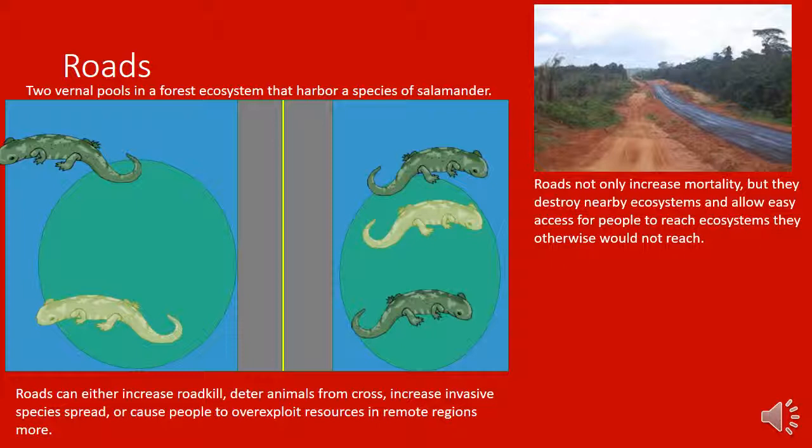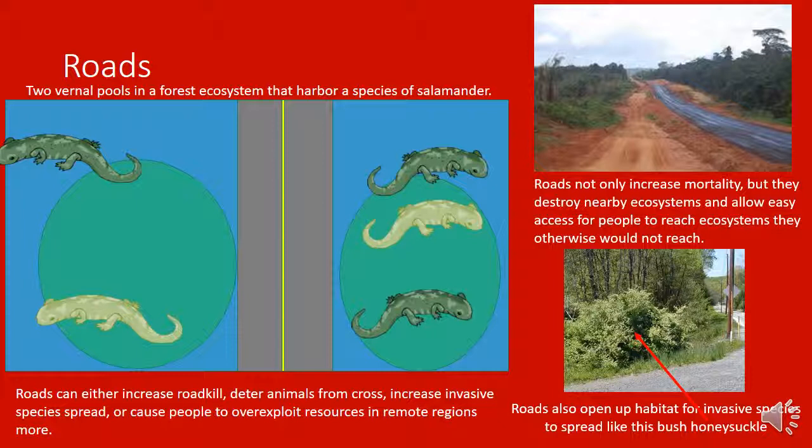Roads also destroy nearby ecosystems by allowing people easy access to them, and just the construction of the road in general often will damage nearby ecosystems. We get invasive species like the bush honeysuckle. If you drive through central Kentucky, the entire understory of the forest is going to be basically nothing but bush honeysuckle.